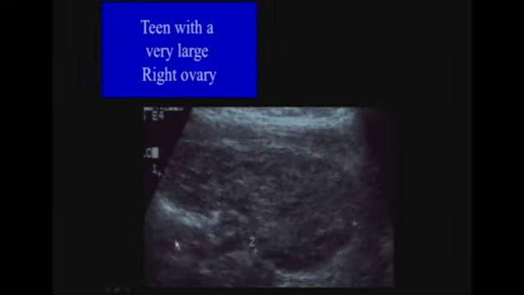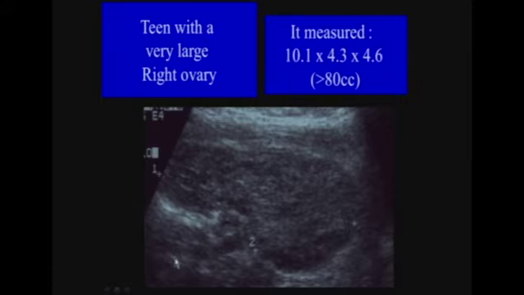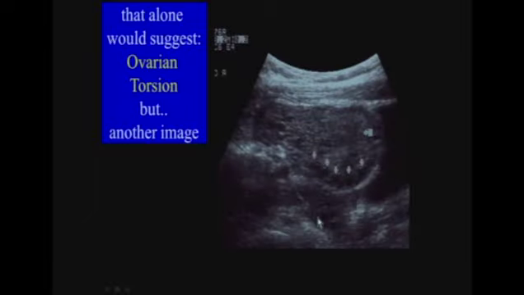Here's a teen with a very large right ovary. It looks a little bit bilobed. It measured 10.1 by 4.3 by 4.6 centimeters, or greater than 80 cc. The typical ovarian torsion in the adolescent or adult that I see is at least 3 to 4 times normal volume. So if we consider normal volume as 15 to 20 cc, then I should be worrying at around 50 cc for abnormality. And the ovary of concern should be much larger than the other ovary. So that image alone would have suggested ovarian torsion because of its large size.